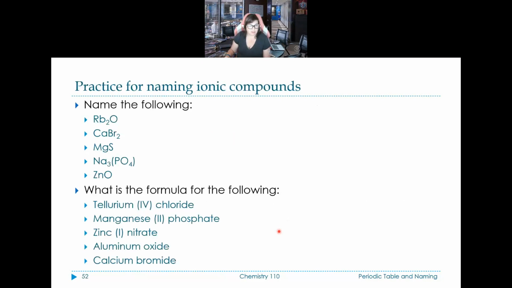So let's practice naming ionic compounds. We're going to name a bunch of stuff, and then I want to talk about the formula of these. Again, I want you to pause and figure out if you can do this on your own, because this is the kind of thing you're going to have to do on a test.